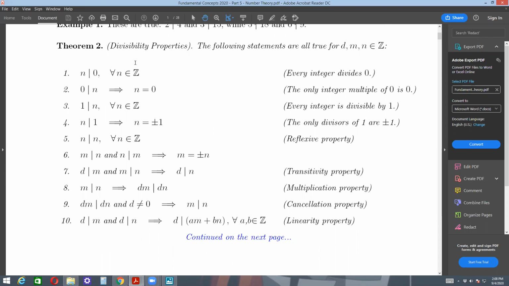Theorem 2 gives some basic divisibility properties that you should know, because these are standard things that you would use to solve any divisibility problem. The first 5 are really kind of straightforward. So start with every integer divides 0, right? Because if you take any integer and multiply it by 0, you get 0, right? So it means that basically 0 is a multiple of every integer.